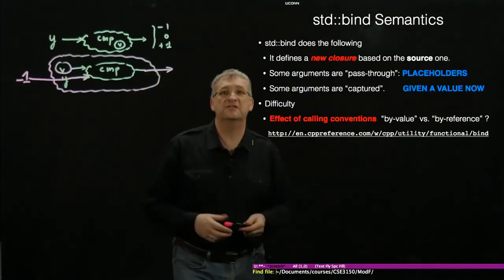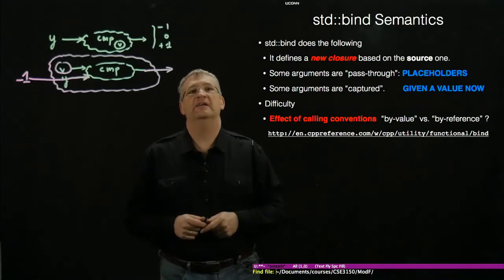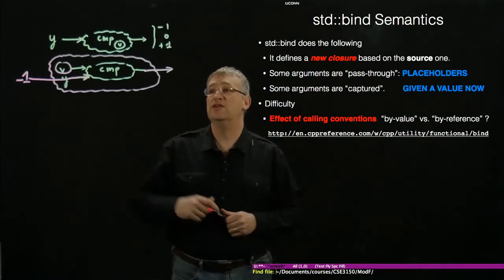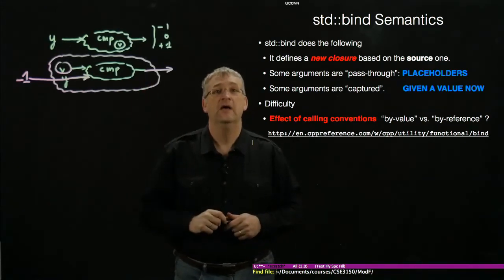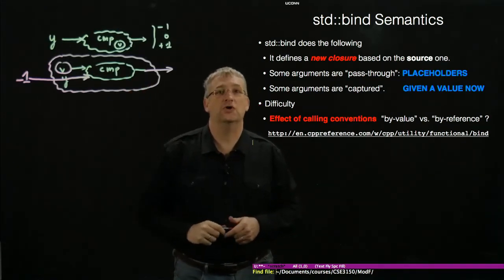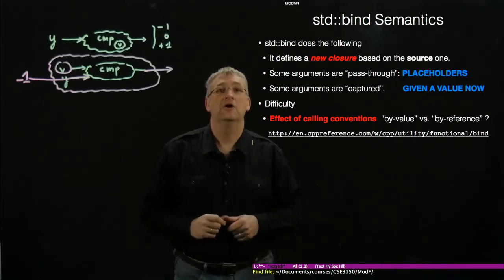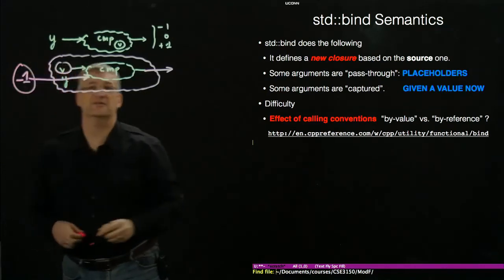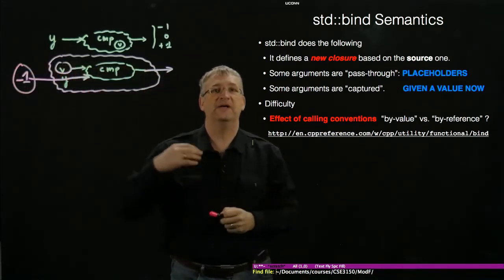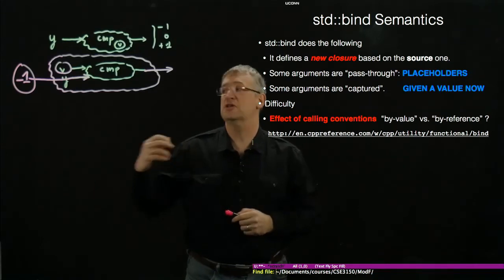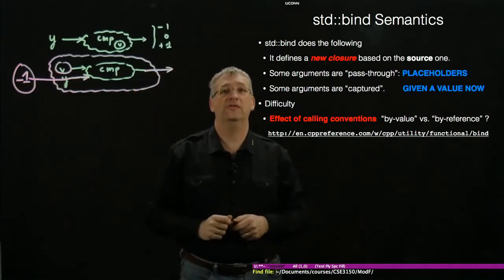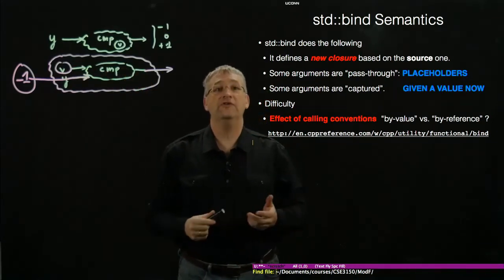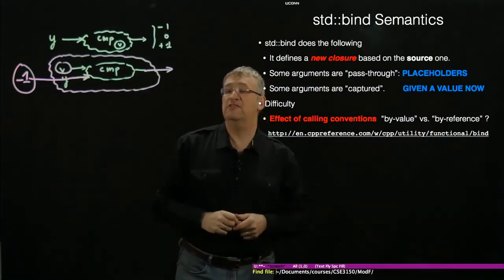What are the semantics of binding? Well, it's quite straightforward. We can see that bind does a few things. First, it defines a brand new closure, the pink one, right? Based on the green one, the source. So a new closure automatically. Some arguments are passed through. That's what we call the placeholders. So this guy is a placeholder. It's telling me it's a pass-through. So I'm specifying which arguments come from the outside and get funneled directly into the closure that's embedded into the result. Others are captured, and they're given a value right now.